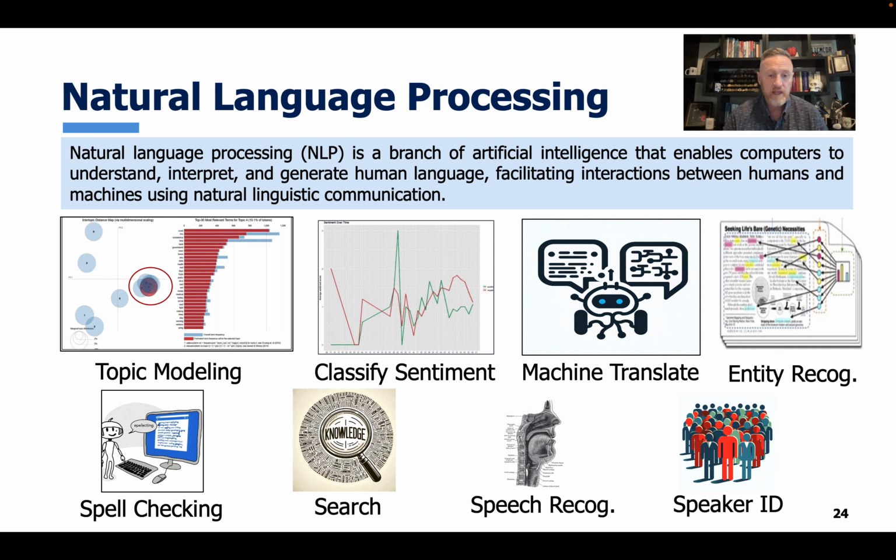Spell checking is an application of natural language processing. Search, speech recognition. So when you pick your Internet of Things device that's going to listen to your voice and respond, that's part of speech recognition, and it can even identify speaker IDs. So some companies are using your voice as a password now.